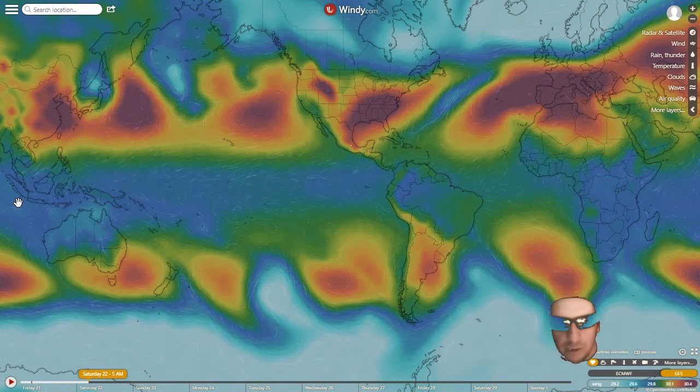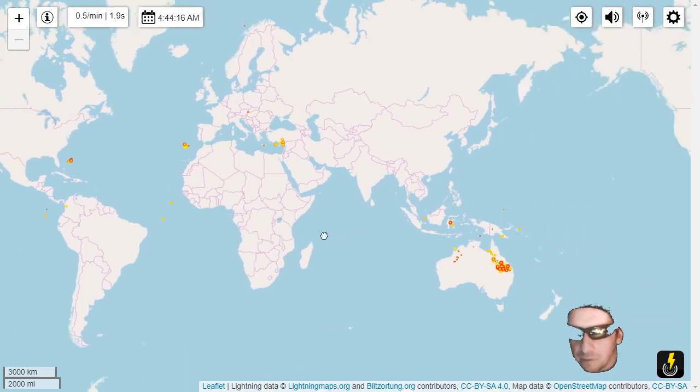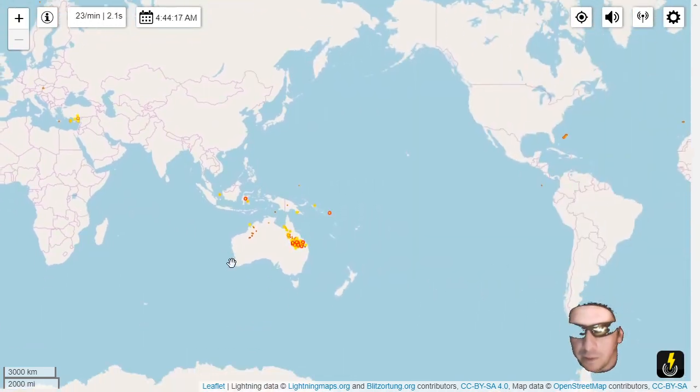And let's move on to check out lightning maps. Lightningmaps.org. I like it. And when I hear thunder, I typically check it out.